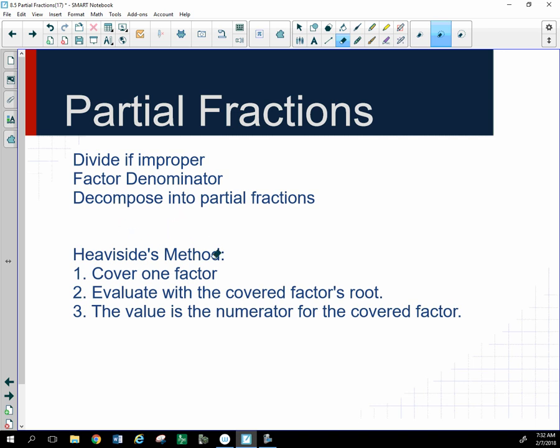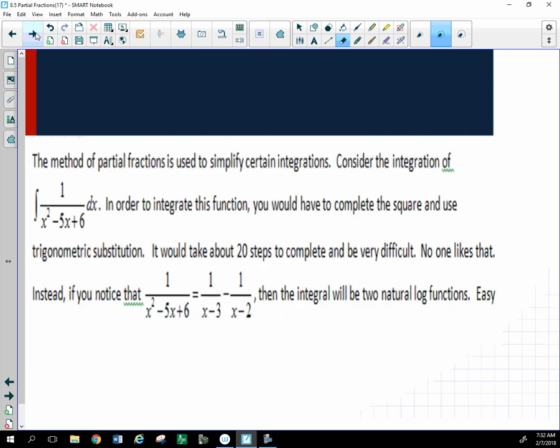And then Heaviside's method is just a way of getting the roots out of it and figuring out what the numerators can be. And so that's just saying Heaviside's is basically like, hey, I'm going to cover up this side, and we're going to solve for the zero and stuff like that.